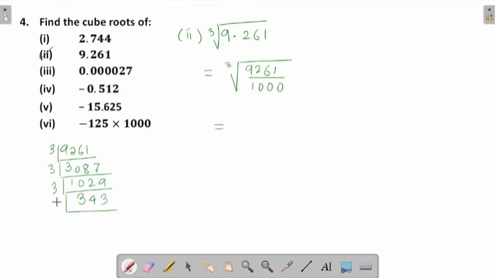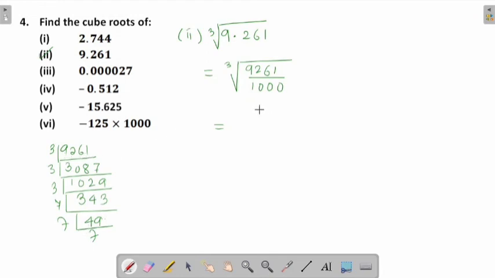Okay. So, can we try with 7? Let us try with 7. 7 times 9 is 63, so we have 7 and 7. So, this is the factorization of 9261.